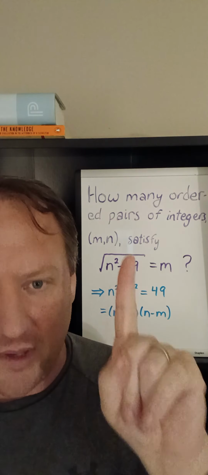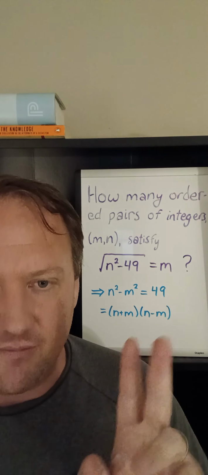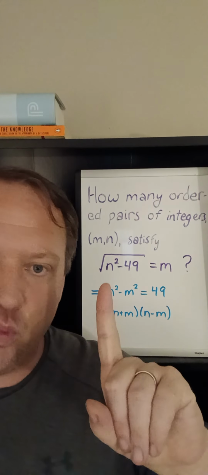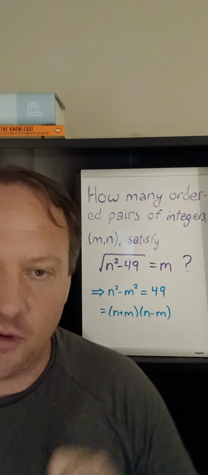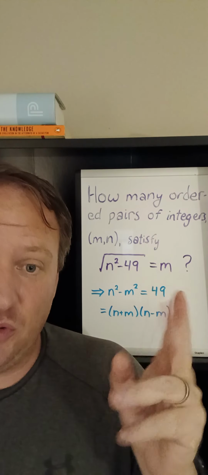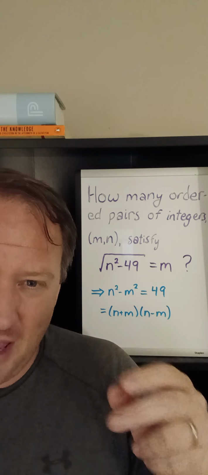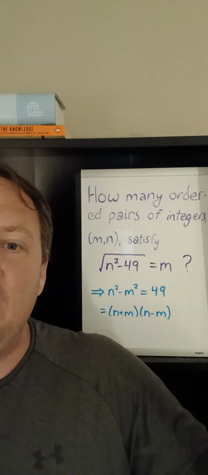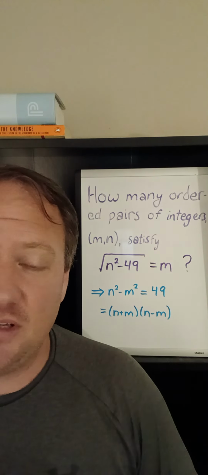So n here, because we said it has to be bigger, is 25, and m is 24. And of course, we already established that if anything works for a positive n, then it also works for a negative n. So we get basically two solutions, right? With m equal to 24 and n equal to ±25, we get two solutions to this equation.